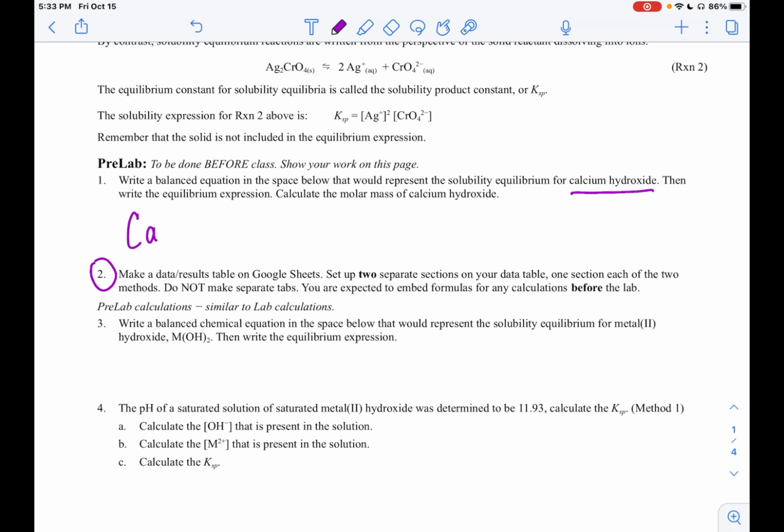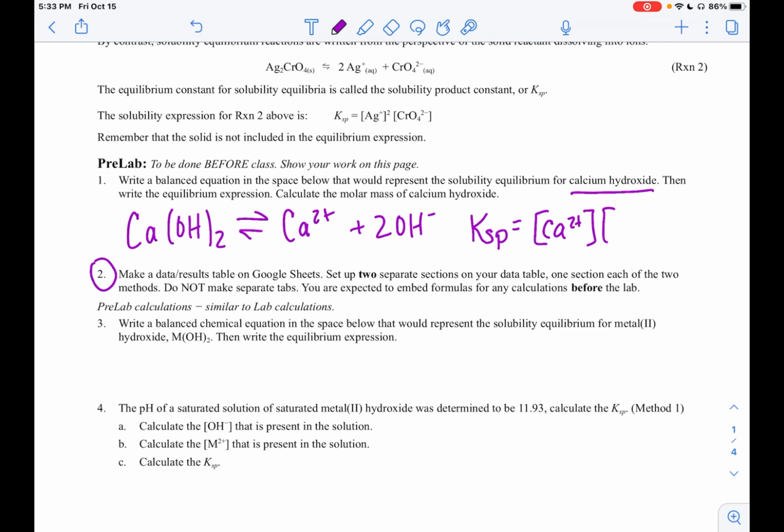So we have calcium hydroxide, and the solubility equilibrium is just what happens when it dissolves. So the equilibrium expression is the Ksp expression. So we have Ca2+ times OH- squared.